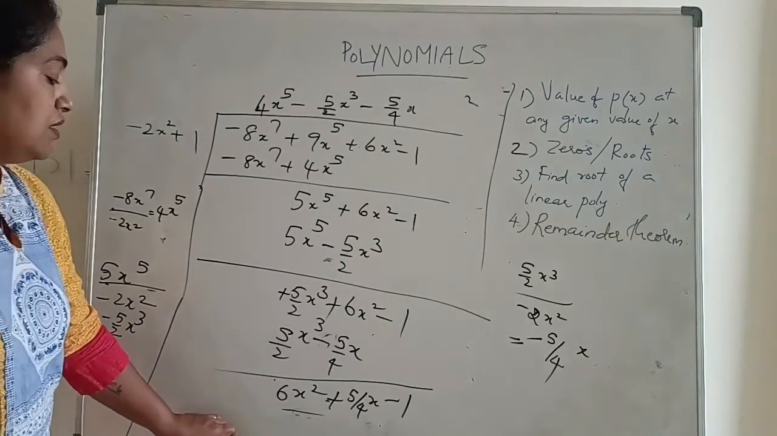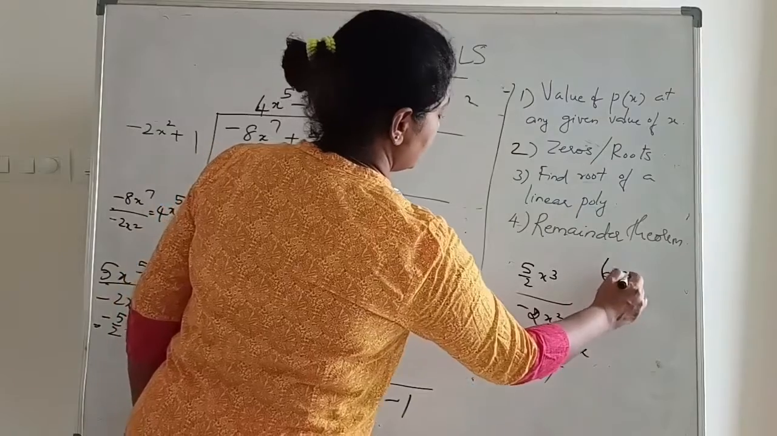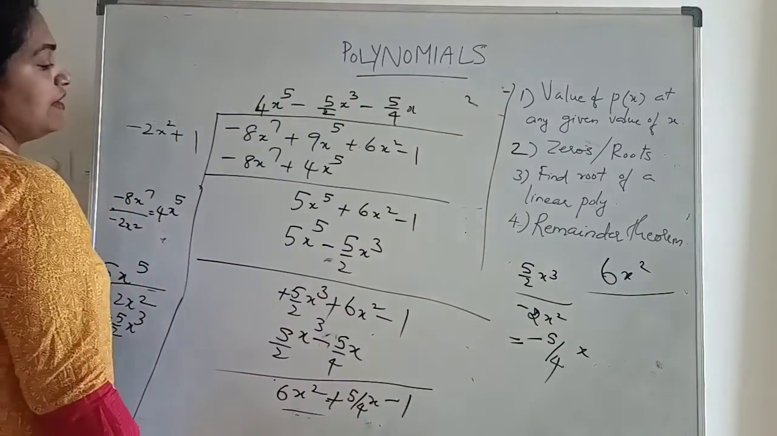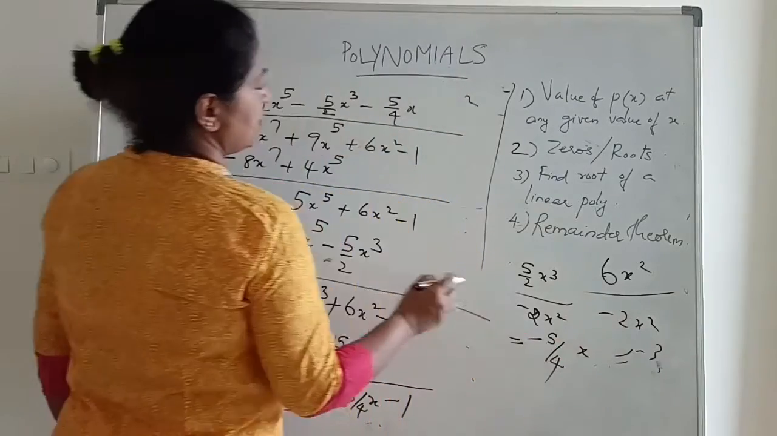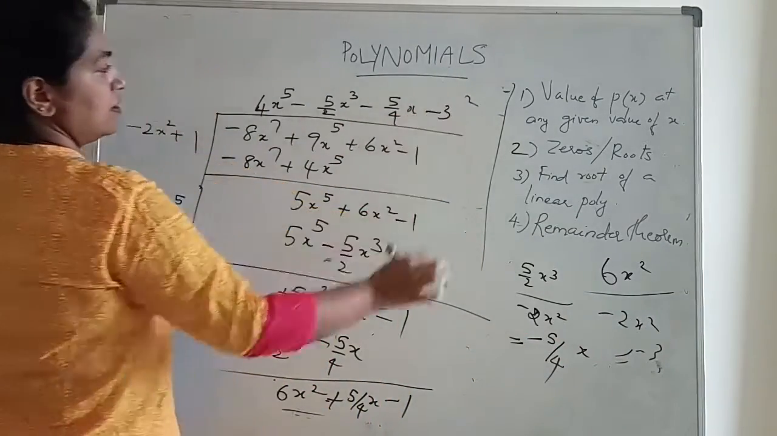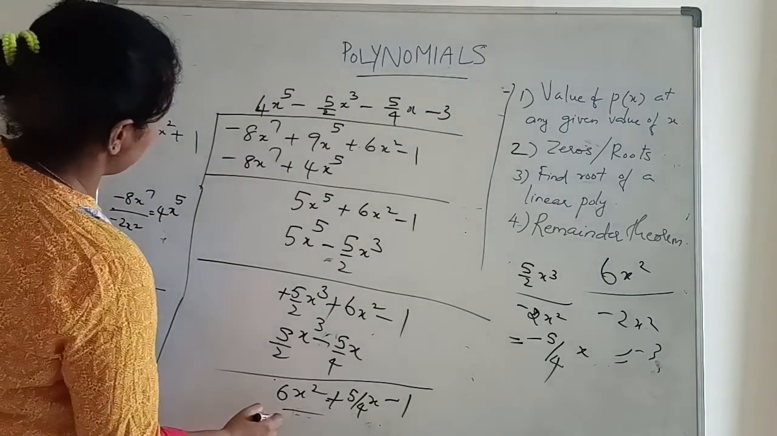Okay. The first term of the dividend is 6x square. First term of my divisor is minus 2x square. What do I get? Minus 3. Multiply the entire divisor with a minus 3. What do I get?